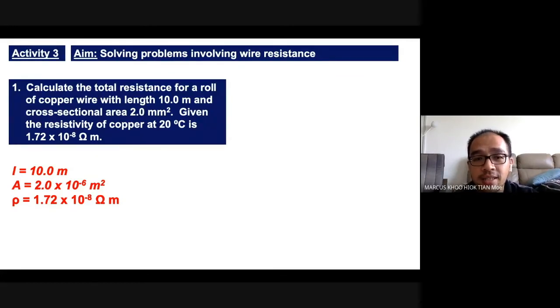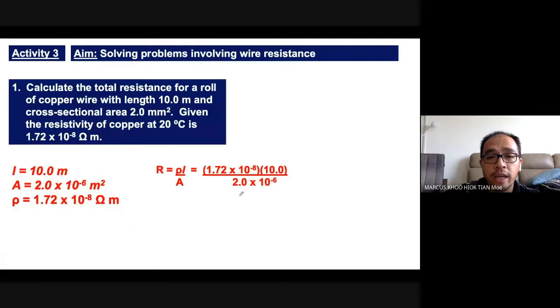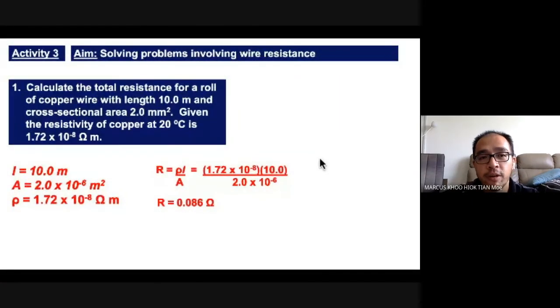0.086. So, Wilson, what happened? Why is it 8.6? Okay, rho L over A. You substitute correctly, you should get 0.086 ohms. Okay, I will forgive you for not being able to write the symbol for ohm. But never forget, the unit for resistance is ohm.